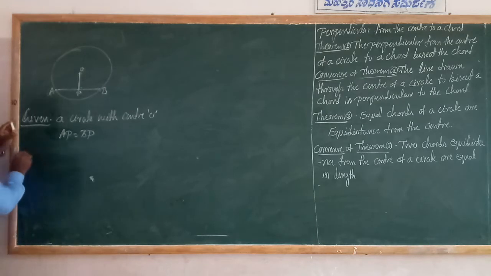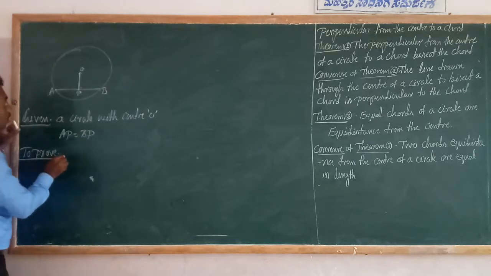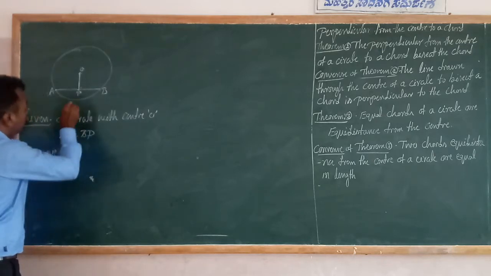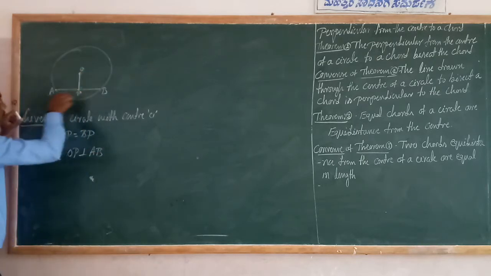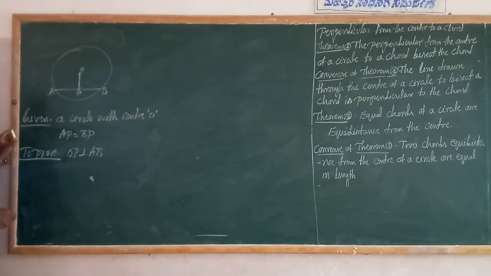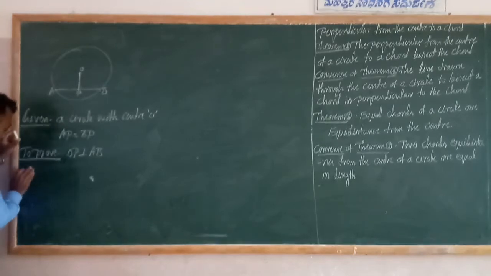Next, to prove: OP is perpendicular to AB. That one you have to prove. Next, one small construction.